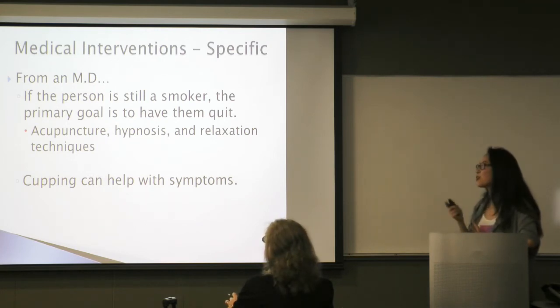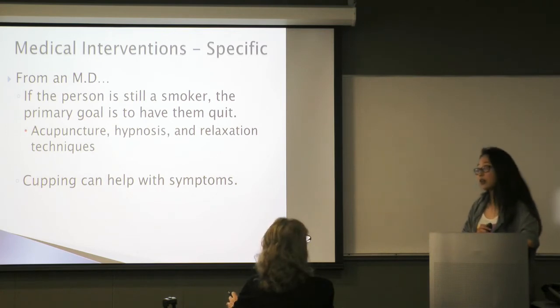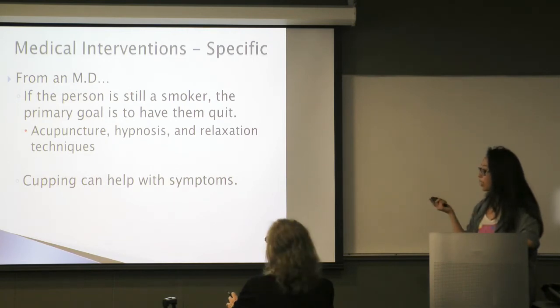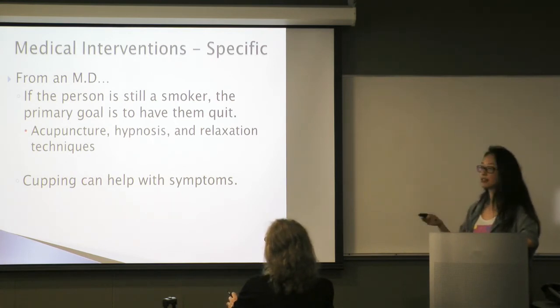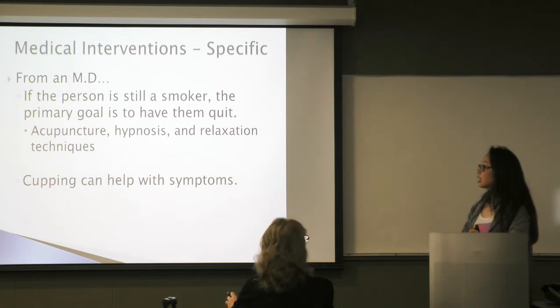non-conventional, non-Western, really. So if the person is still a smoker, again, primary goal is to have them quit. And smoking cigarettes, of course, is very tough the longer they smoke. So he suggested different ways to help them quit if they're having trouble. Acupuncture, hypnosis, relaxation techniques, yoga, I guess, falls in that category too. And cupping can help with symptoms. I didn't know that.